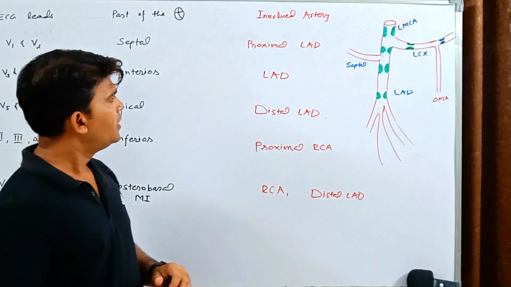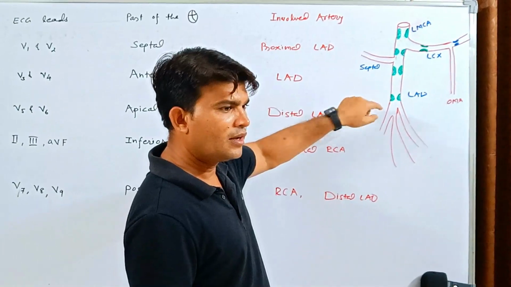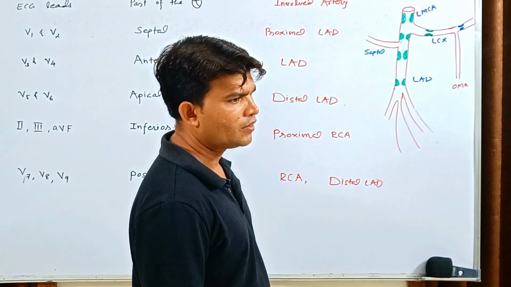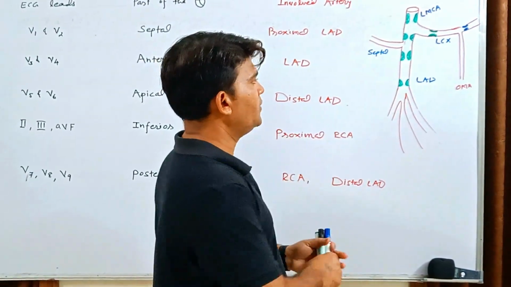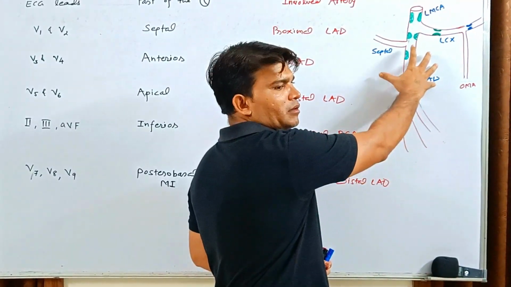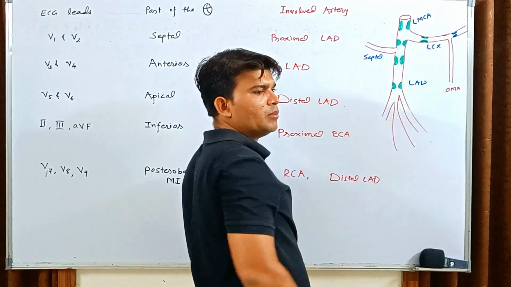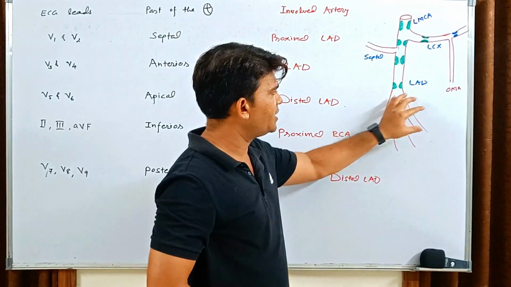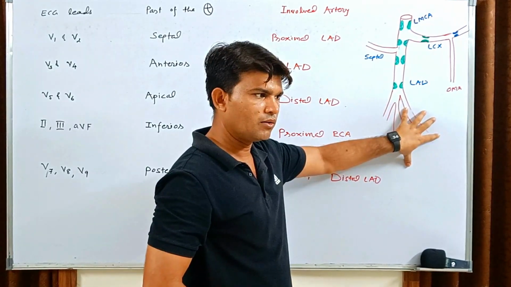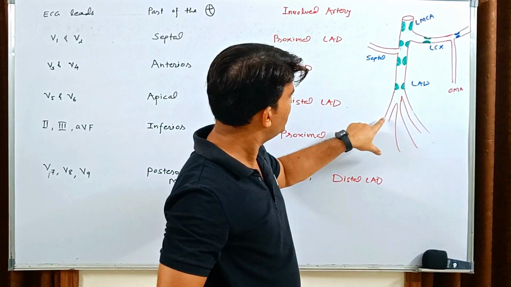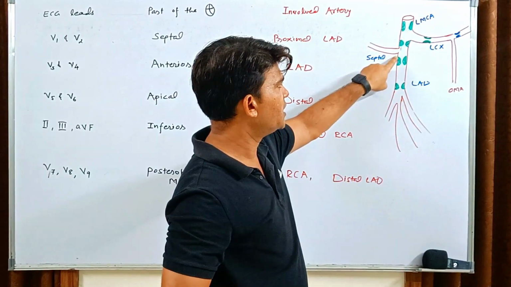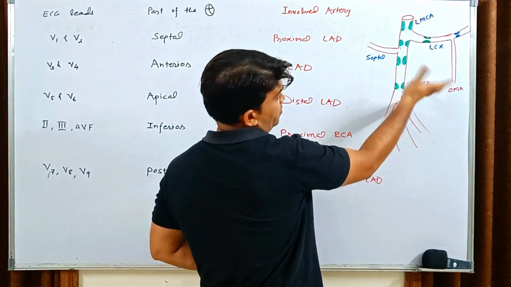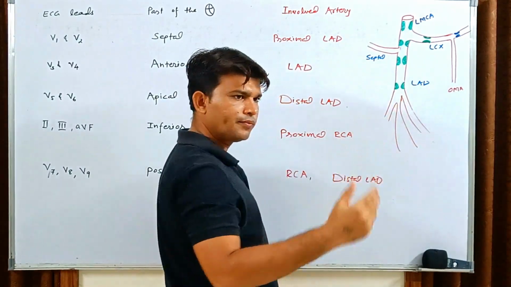This distal LAD, if distal LAD is occluded, only the apical part will be affected and not the anterior part? Yes. If distal is there, then anterior wall will be supplied by the proximal LAD, right? But if distal somewhat here, then apical part will be affected. And if it is right below the septal junction, then anterior also. Yes, it will involve anterior wall plus maybe anteroapical, right?